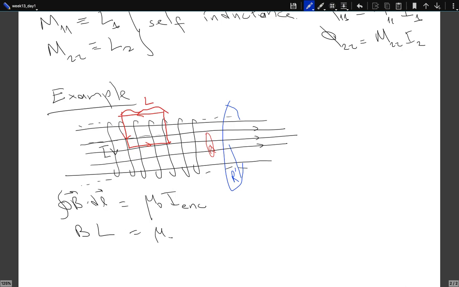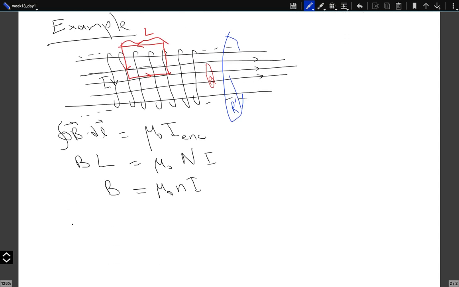And the right-hand side is mu 0. Well, let's say there are n turns in that region, in that length L, each carrying a current I. So the total current passing through my loop will be just n times I. So if we divide by L, B just becomes mu 0, small n times I. Small n is the number of turns per unit length.